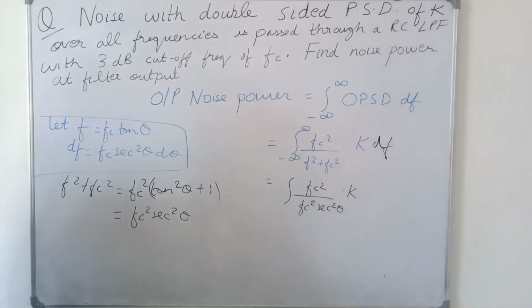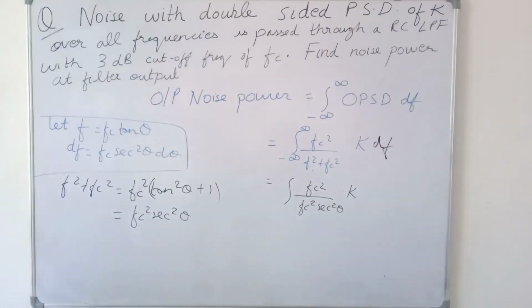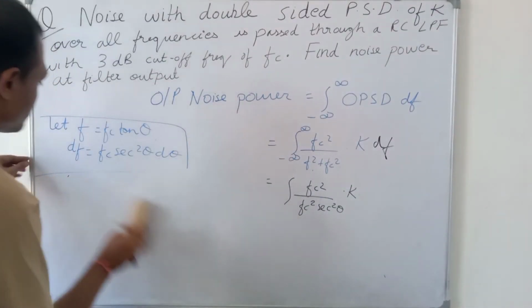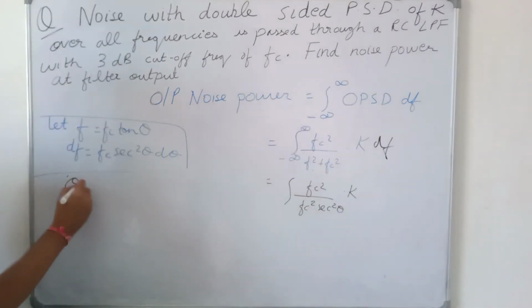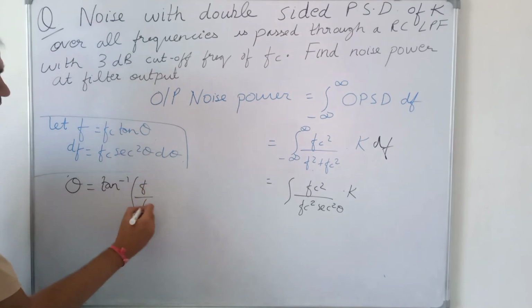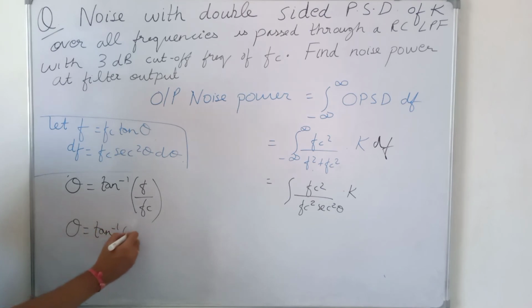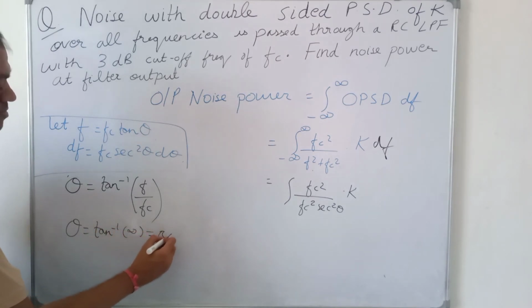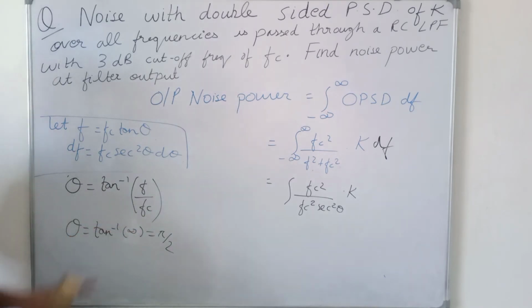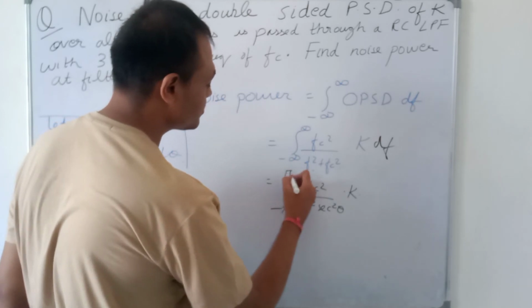Now we are changing the variable of integration also from df to dθ. So if we change it, we have to change the lower and upper limits as well. θ is equal to tan inverse of f upon fc, and the upper limit of f is infinity. So θ will be equal to tan inverse of infinity, which is equal to π/2. The lower limit is minus infinity, so tan inverse of minus infinity is equal to minus π/2. So the limit will change from minus π/2 to plus π/2.